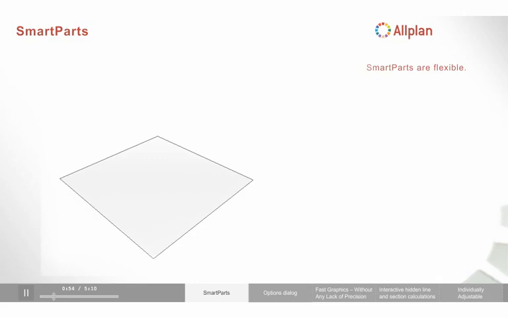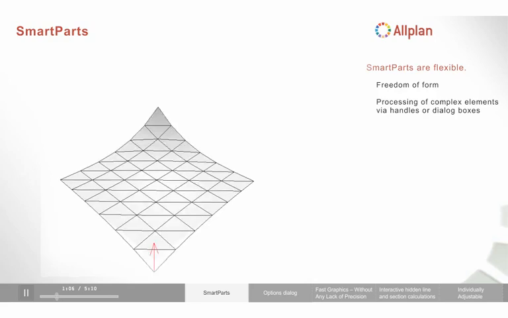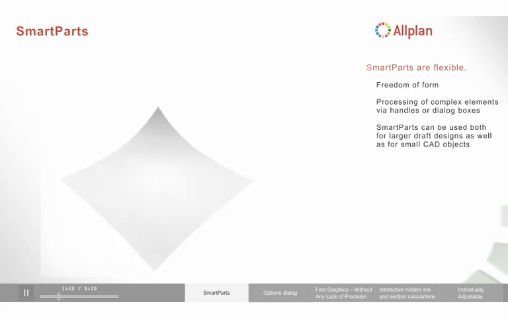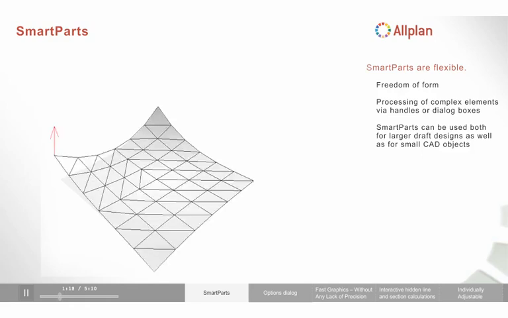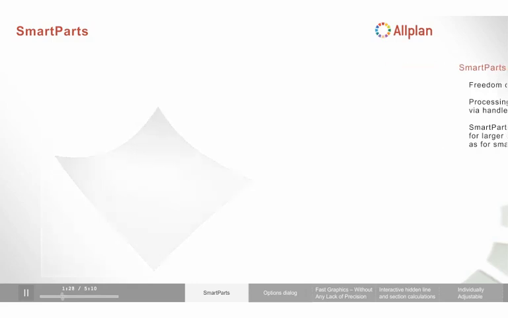SmartParts are flexible. They have been designed to guarantee the user the greatest possible freedom when designing. You can quickly and easily edit classic primitive forms as well as complex forms using the handles or via the dialog boxes. The handles always display the values to be changed as well as the editing direction. SmartParts can be used in many different ways, as draft designs for whole buildings or structural components, as the basis for freeform facades, or as a specific piece of furniture. SmartParts offer you the required flexibility.